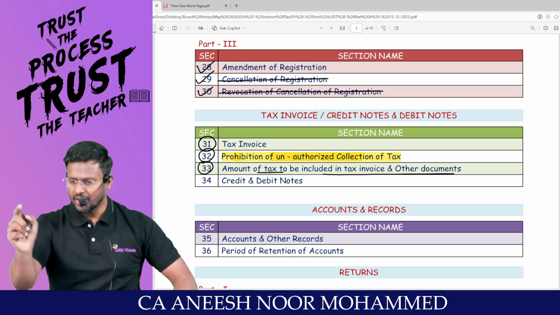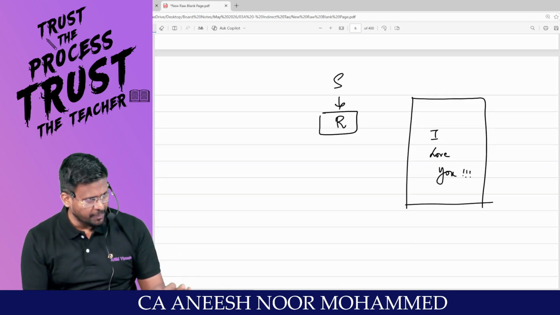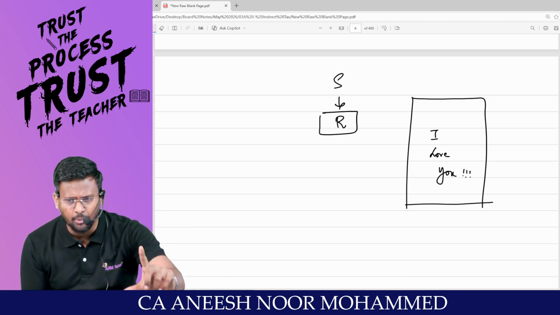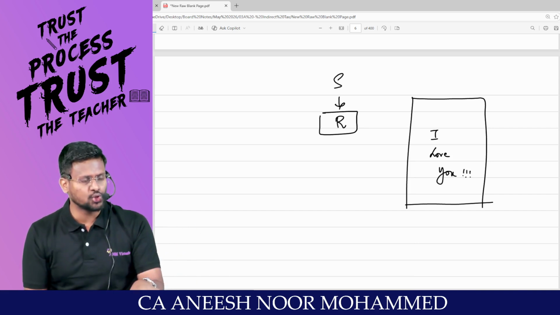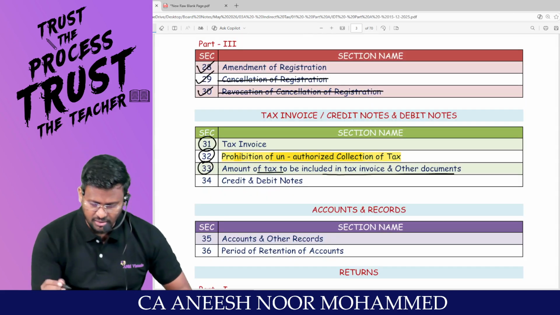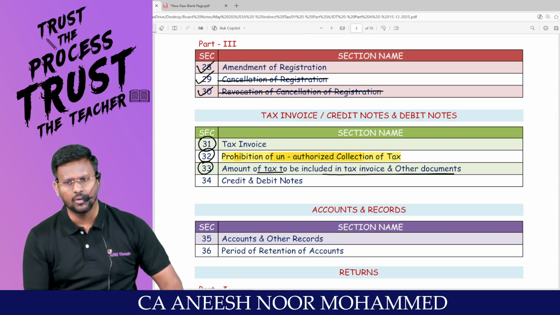That's the amount of tax to be included in the tax invoice. That means the tax invoice should specifically show how much is the amount of CGST, how much is the amount of SGST, or how much is the amount of IGST. And my dear lovable students, what is the rate of CGST, SGST or IGST? That's Section 33, amount of tax to be included in the tax invoice and other documents. Are you all with me?